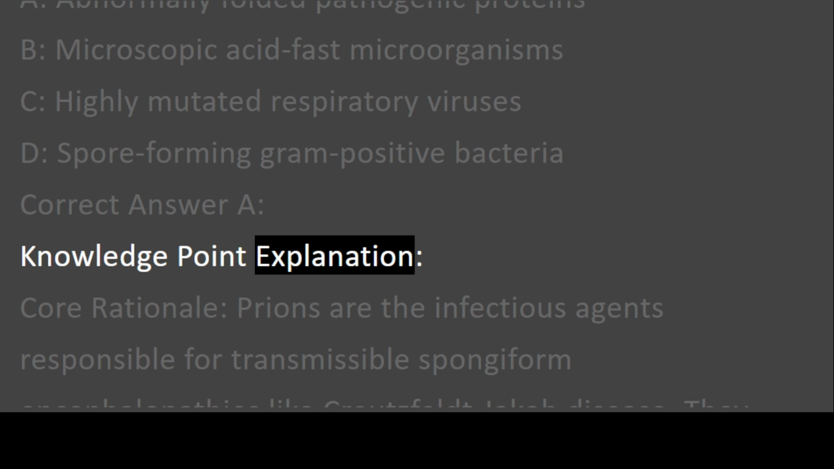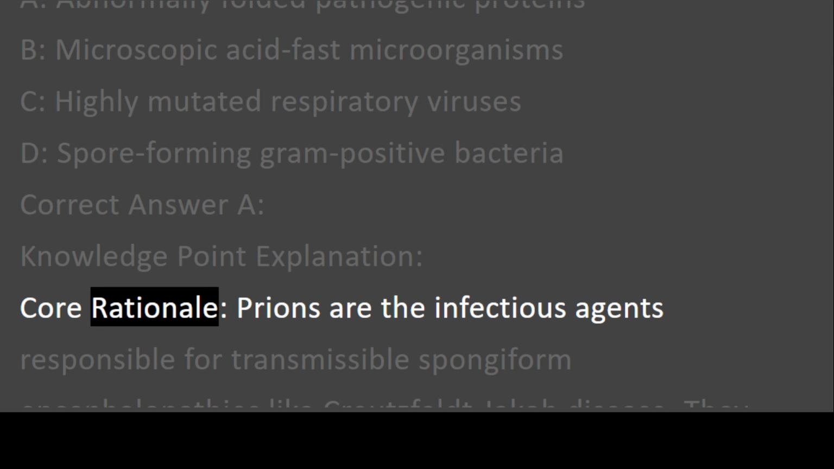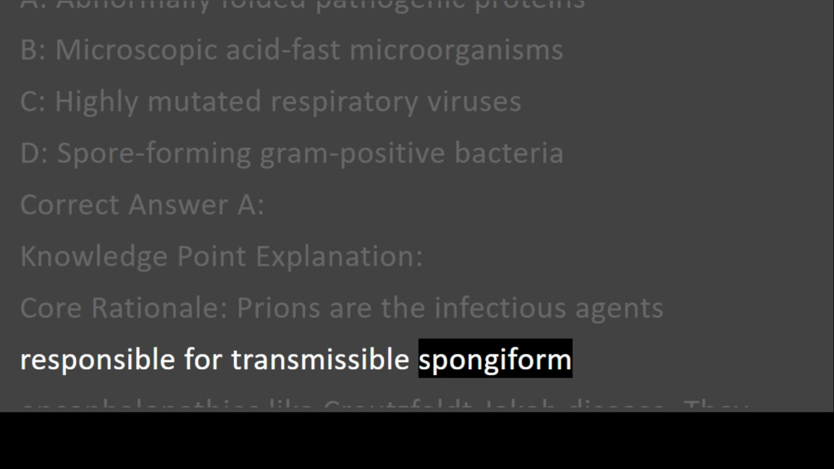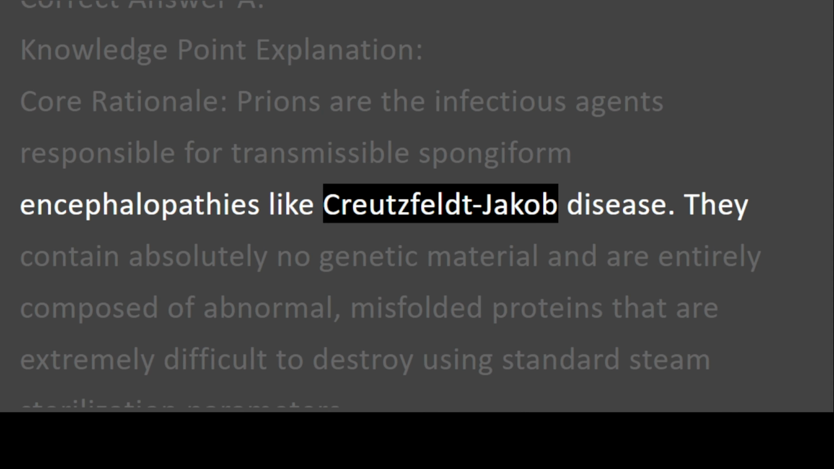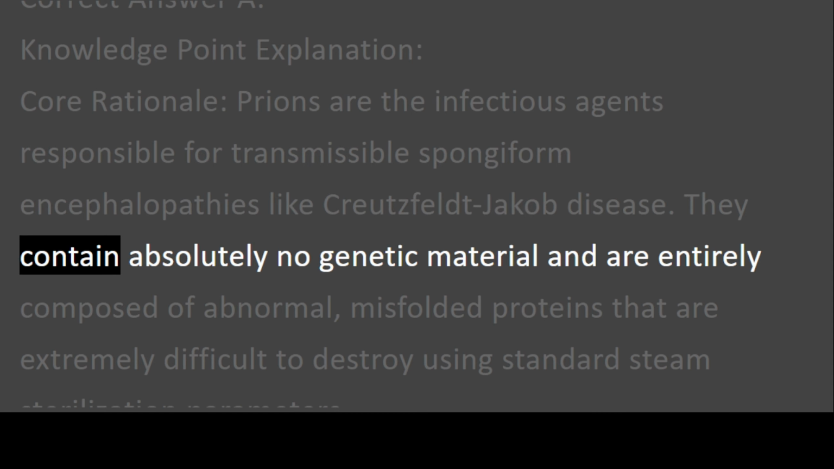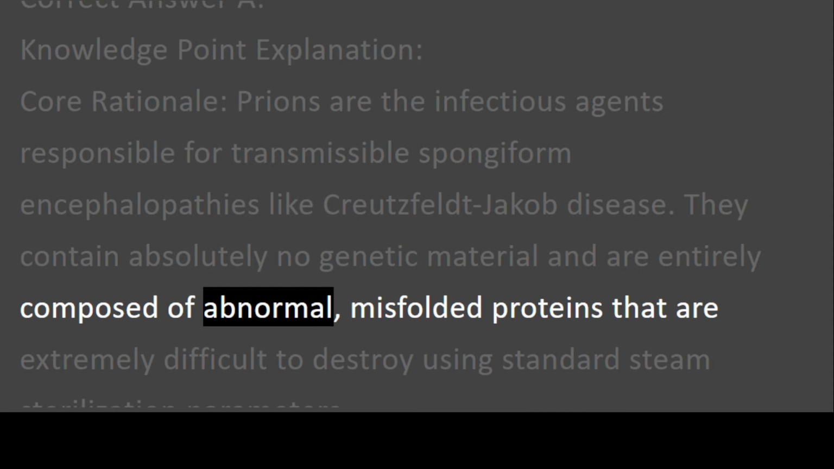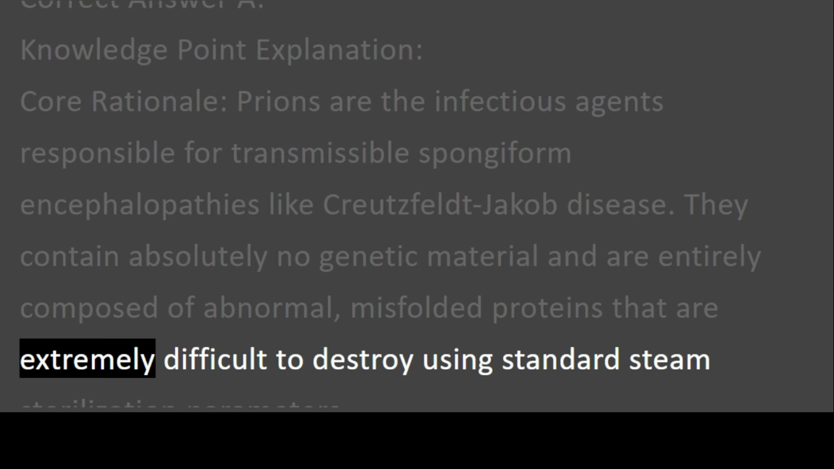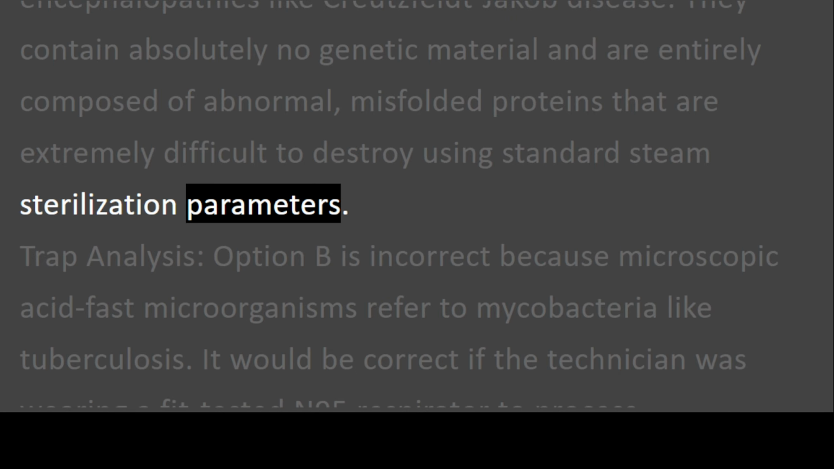Knowledge point explanation. Core rationale. Prions are the infectious agents responsible for transmissible spongiform encephalopathies like Creutzfeldt-Jakob disease. They contain absolutely no genetic material and are entirely composed of abnormal, misfolded proteins that are extremely difficult to destroy using standard steam sterilization parameters.